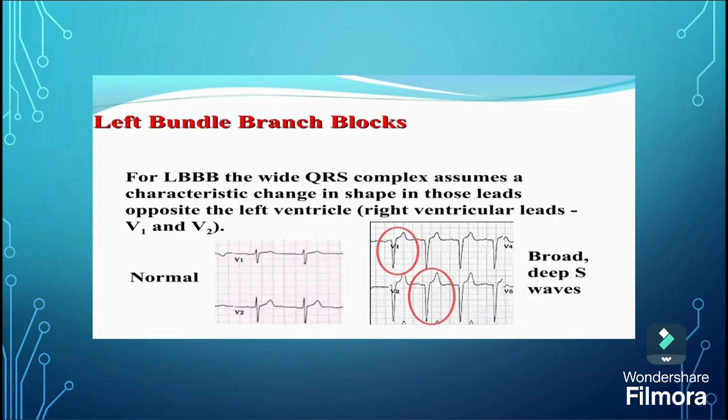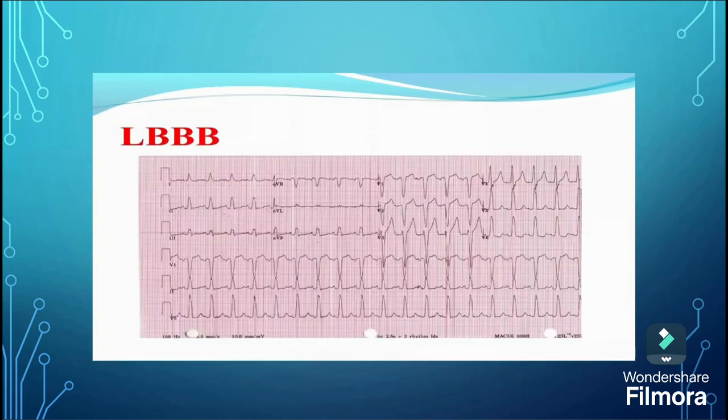In LBBB, broad deep S wave. You can see the broad deep S wave. So for LBBB, the wide QRS complex assumes a characteristic change in shape in those leads opposite the left ventricle, that is right ventricular leads, that is V1 and V2. So you can see the broad and deep S wave, that is LBBB. So you can see here broad and deep S wave here.